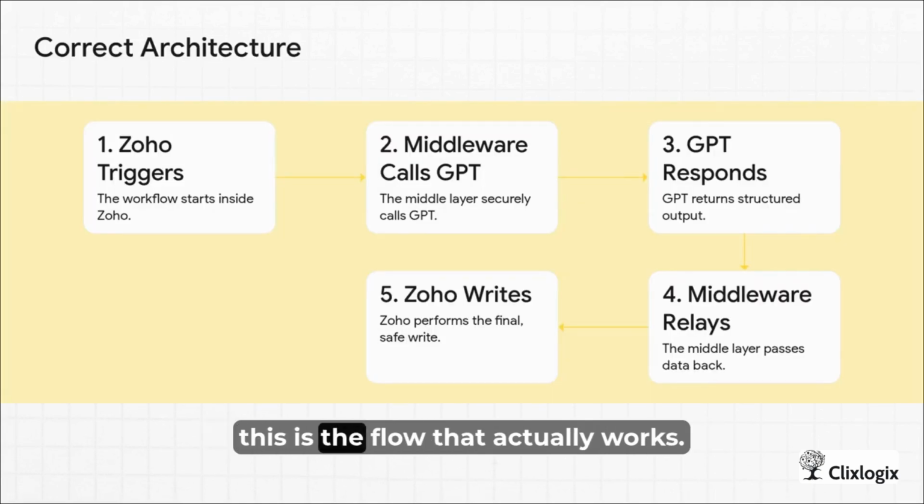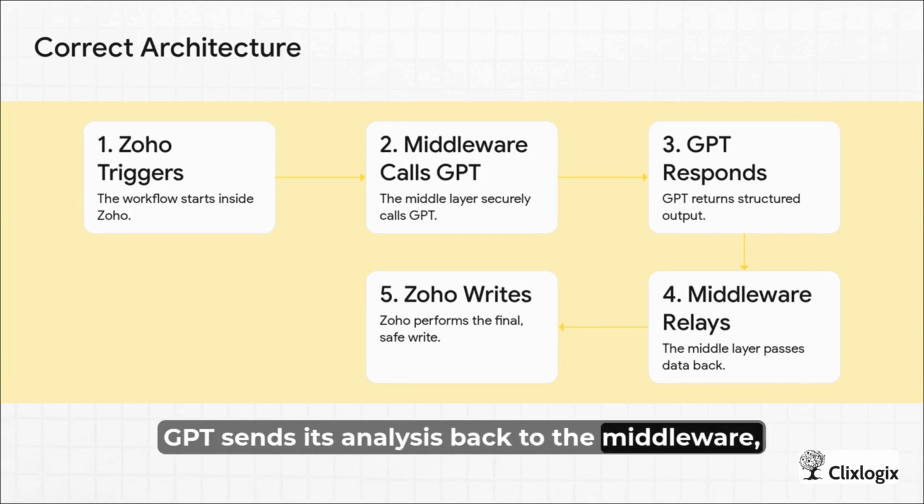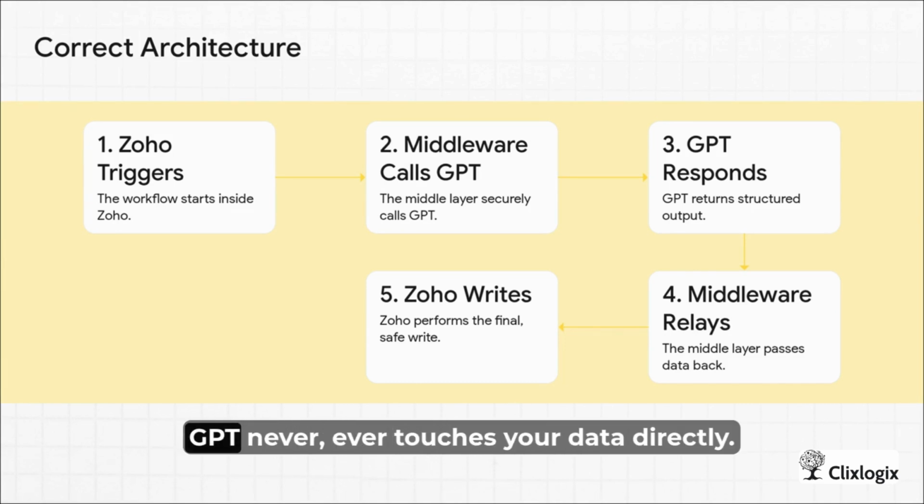So this is the flow that actually works. And notice the direction. The whole thing starts inside Zoho. Zoho calls out to the middleware, which then handles the secure chat with GPT. GPT sends its analysis back to the middleware, which then hands it back to Zoho. And here is the most critical part. Zoho itself performs the final safe write into the CRM. GPT never, ever touches your data directly.